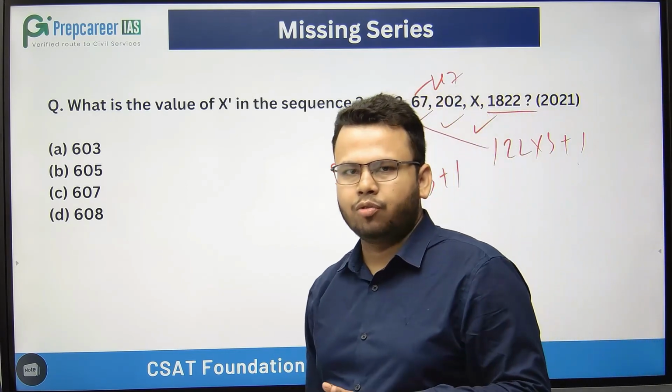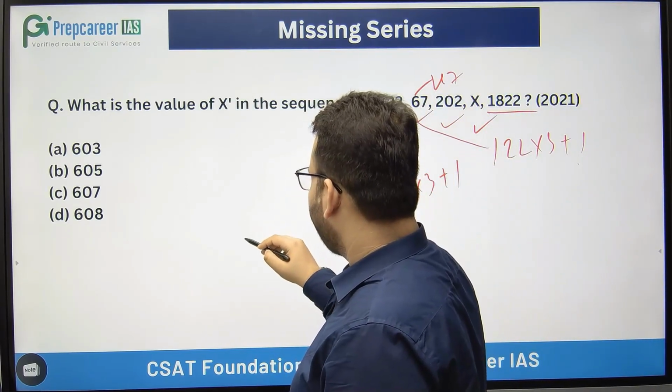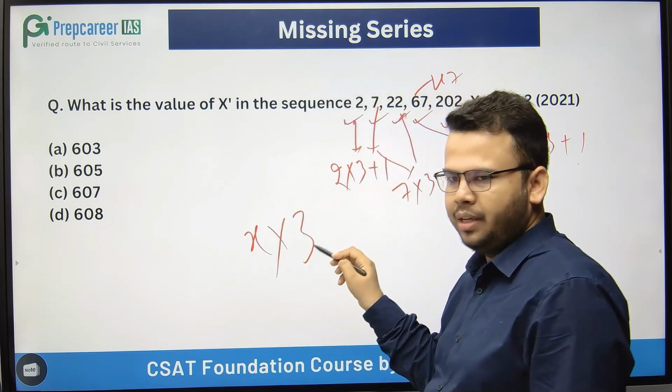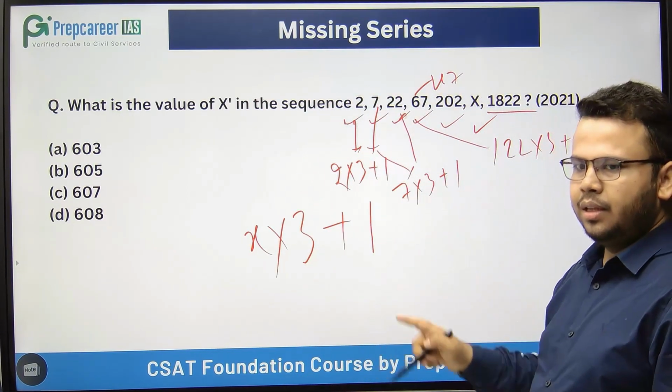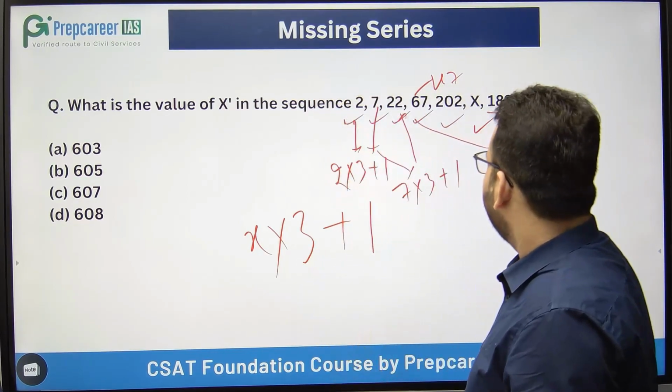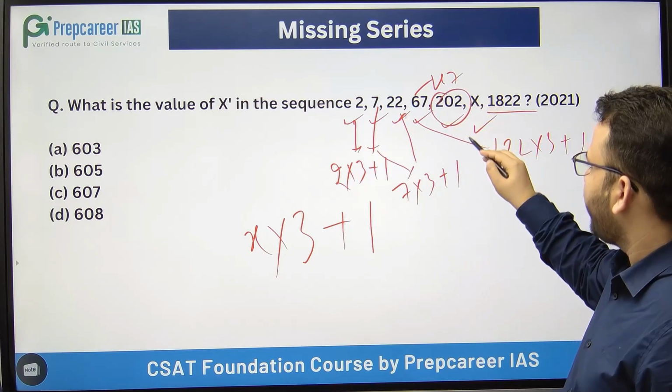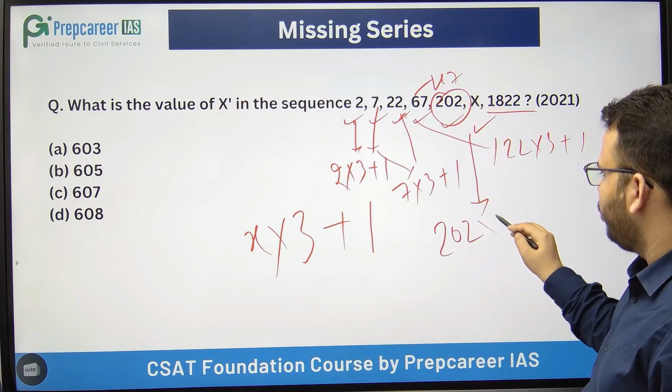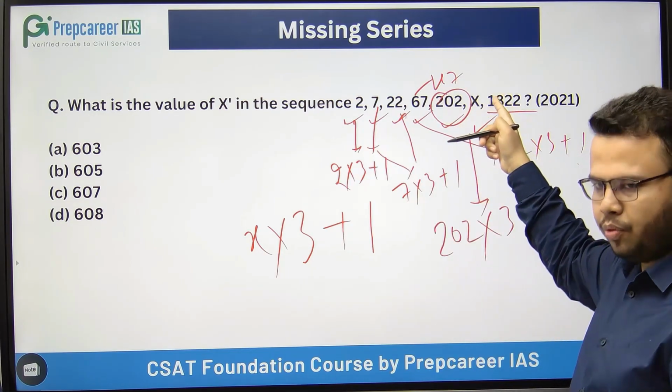So this is the pattern it is following. What we are doing? We are multiplying the number by 3 and adding 1 to it to get the next number in the sequence. So by that logic 202 में हमें क्या करना है? Multiply 202 into 3 plus 1. This is how we will get the value of x.